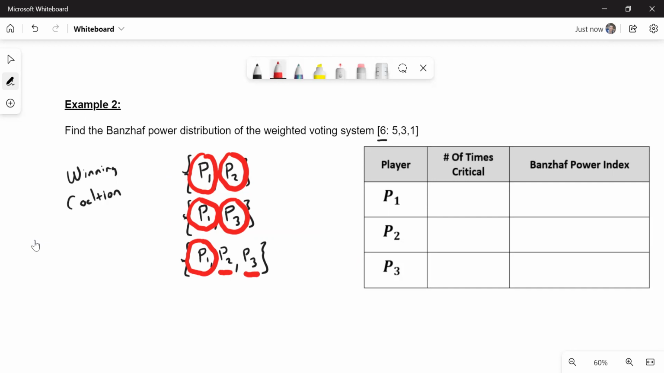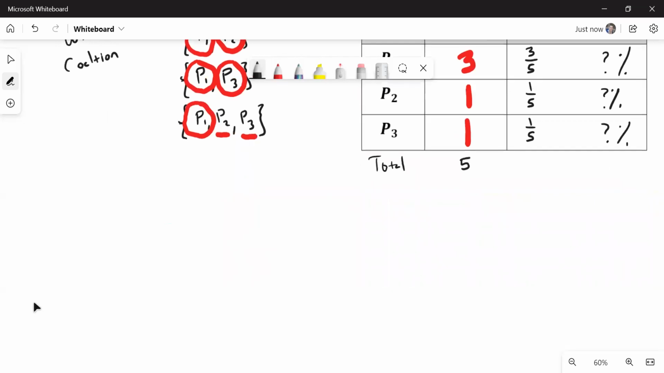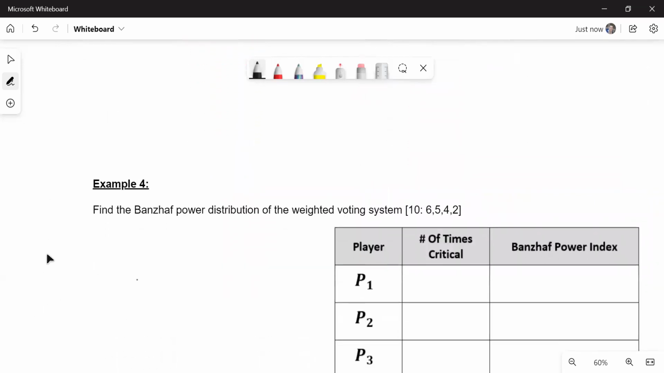Now we have the count. If you look at how many times I've circled things, I've circled player 1 3 times, player 2 1 time, and player 3 1 time. This gives us a different number. We always have to consider that the total may change. In this case, it's 5. Player 1 has 3 out of the 5. Player 2 has 1 out of the 5. And player 3 has 1 out of the 5. You go ahead and do the division to figure out what the percentages are for each. Go ahead and pause while you consider what that will be. Okay, so you can see that just changing the weight slightly or the quota slightly can really change things.